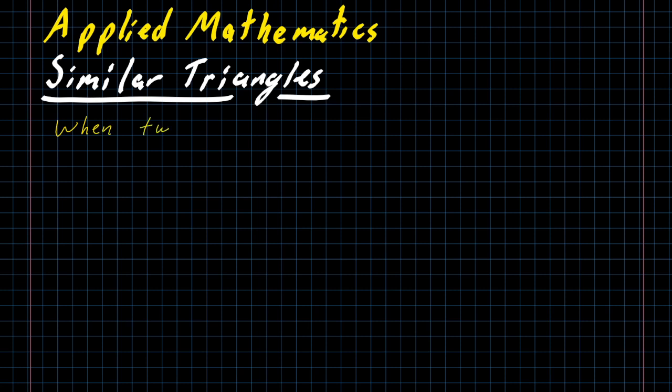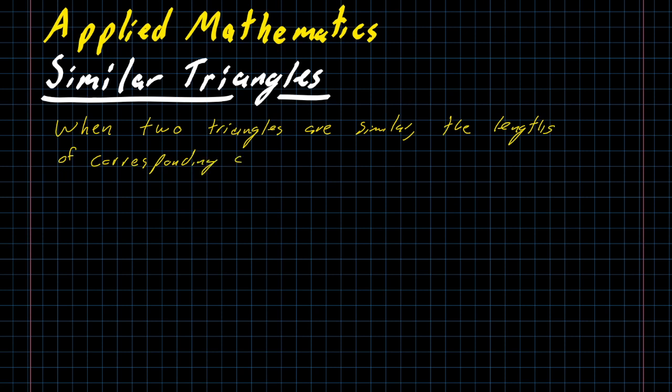When two triangles are similar, the lengths of corresponding sides are in proportion. So let's just consider a couple of triangles.